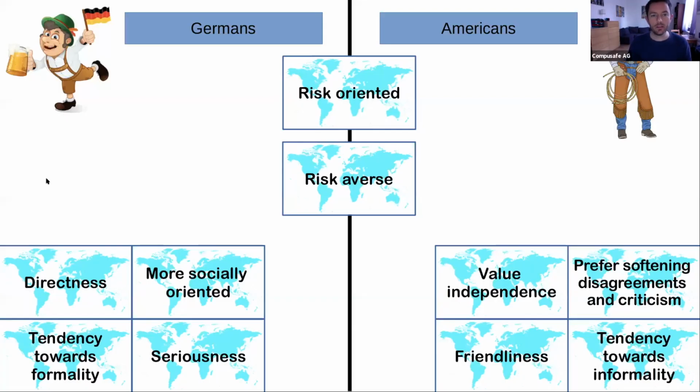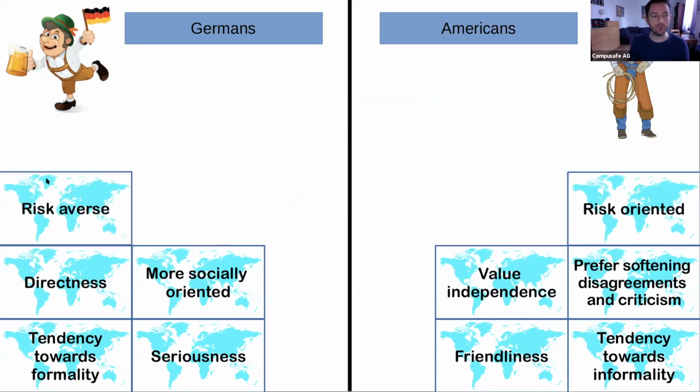So this is another important one to think about. Risk. Who is more risk-oriented and who is more risk-averse? Risk-averse means you want to avoid risks. And I think most people would agree it would look something like this.